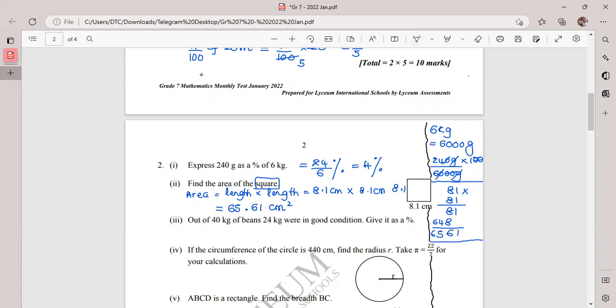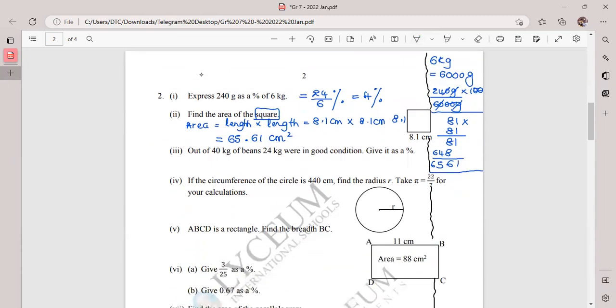So that is done. Always, if you are done with a particular portion, you can draw a line and complete it. So then the third part: out of 40 kilograms of beans, 24 kilograms were in good condition, right? You want to write this as a fraction. Out of 40, that means the 40 should be in the denominator, and 24 will come to the numerator.